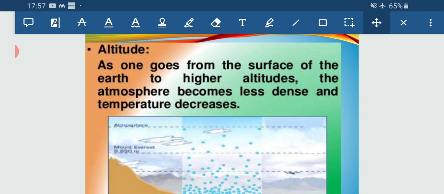You just take out your warm clothes and you start wearing them. Why? What does this indicate? That when height increases, temperature decreases. That means this is the altitudinal factor. Okay, this is the altitudinal factor. With the increase in height, temperature decreases.